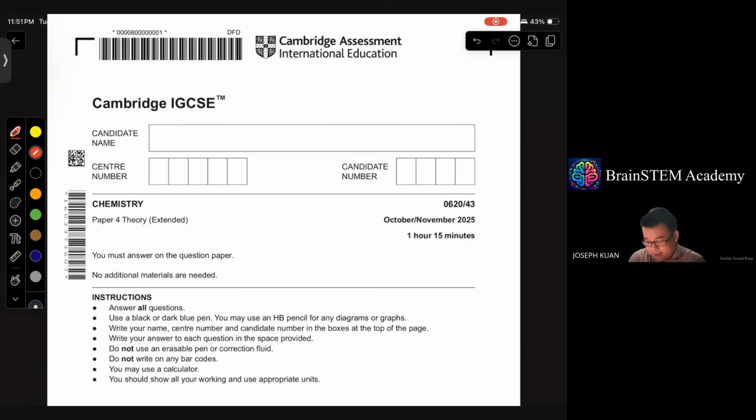Today we'll be working on Cambridge IGCSE Chemistry Paper 4, from the October/November 2025 season.